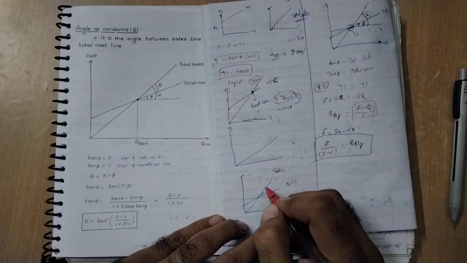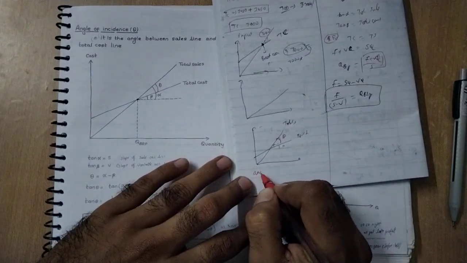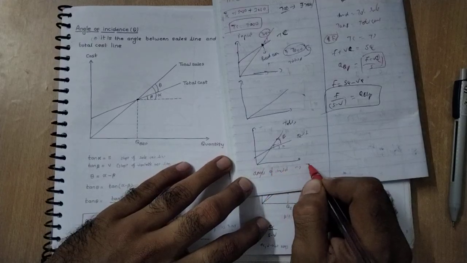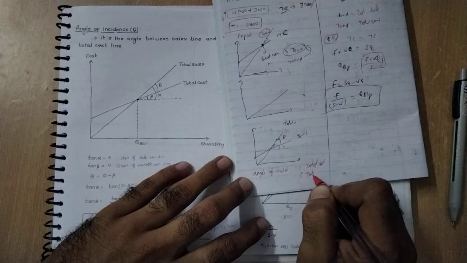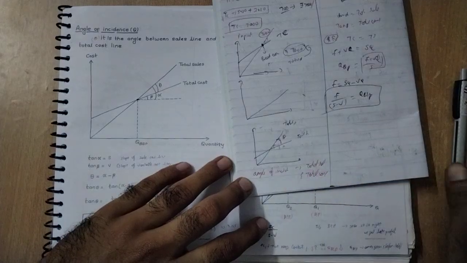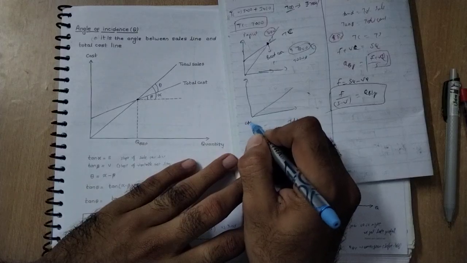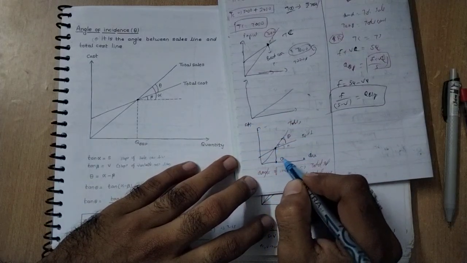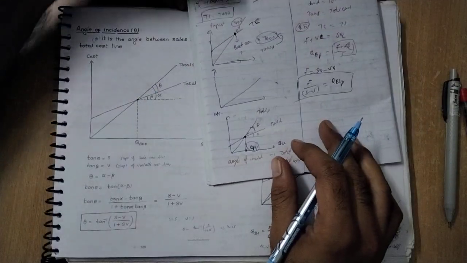Okay, that angle is called the angle of incidence. The angle of incidence will be from total sales and total cost. I think you got the point. So this is quantity, this is cost. This is theta. And this is Q, the break-even point. I think you got the point.